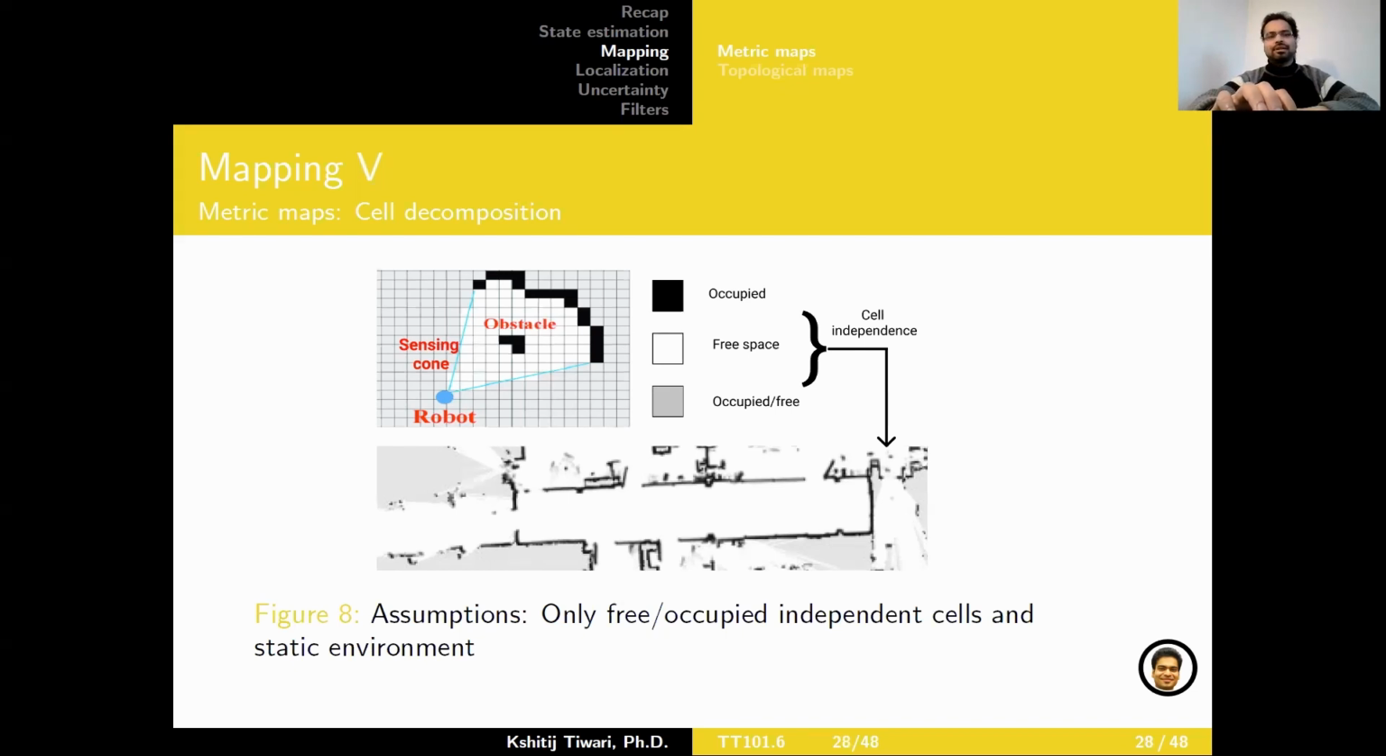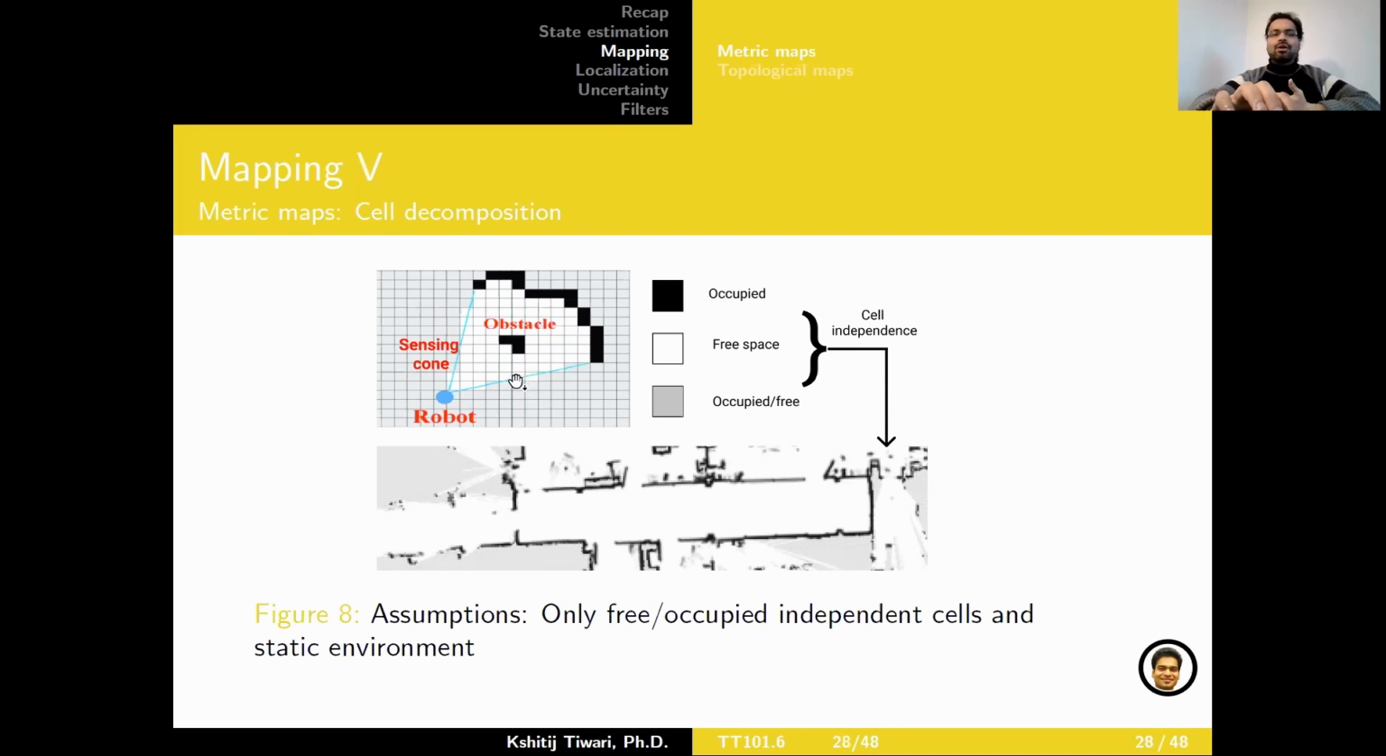It's like a 50-50 case, right? So the cell could be occupied or free. Now, there are a couple of assumptions in this kind of a setting. One is that there could be only two states for a cell. It could be either occupied or could be free. Then the cells are independent, right?